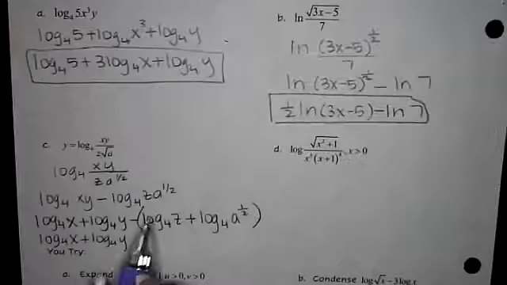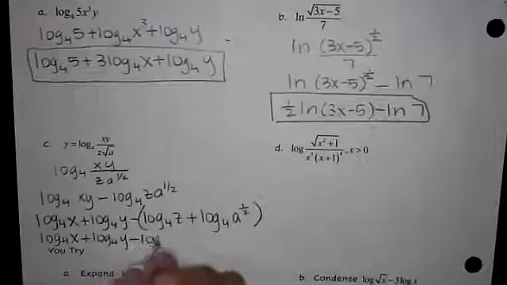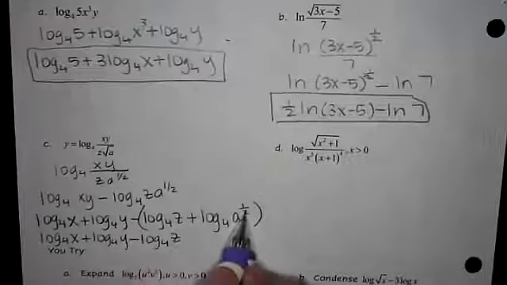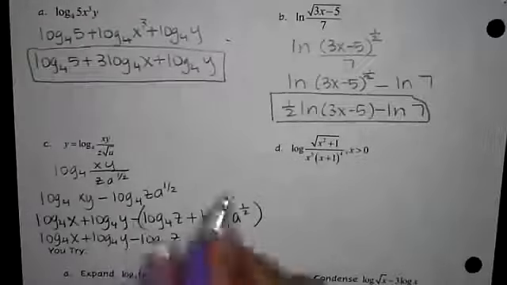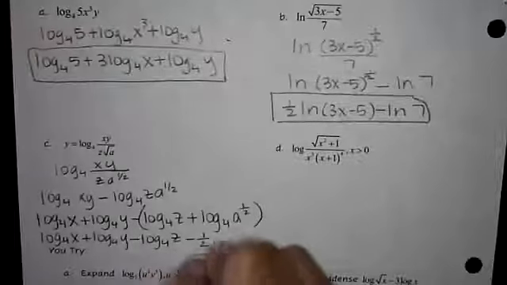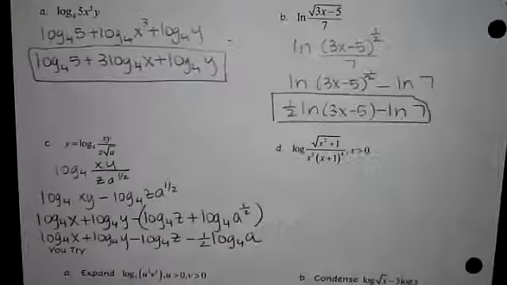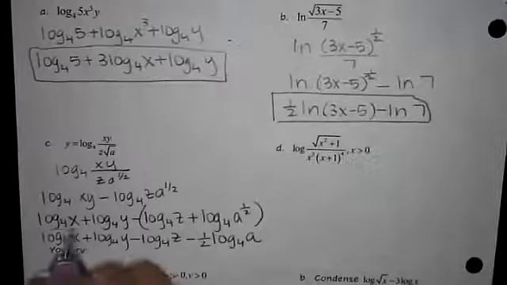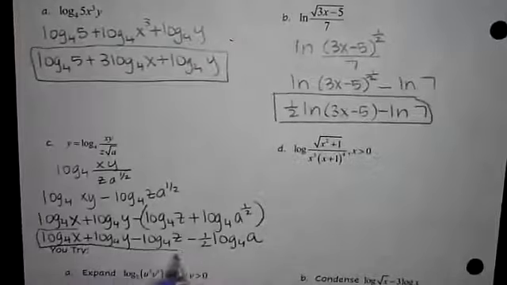I'm going to go ahead and do both of them at the same time. I'm going to subtract log base 4 of z, and then I'm going to bring this coefficient to the front as I distribute. So I get a negative 1/2 log base 4 of a. This is definitely the hardest one you would get. It's got a lot going on there.